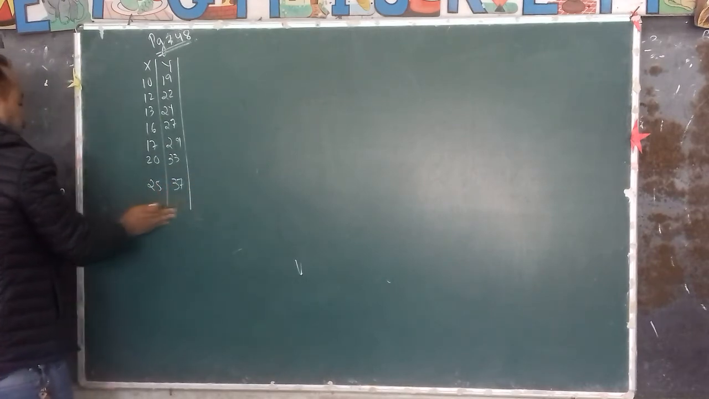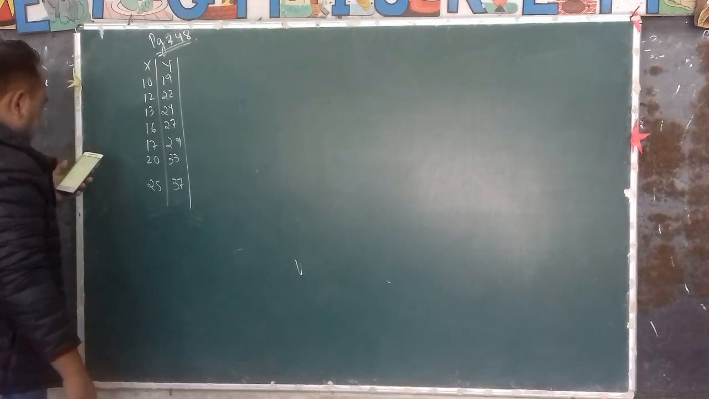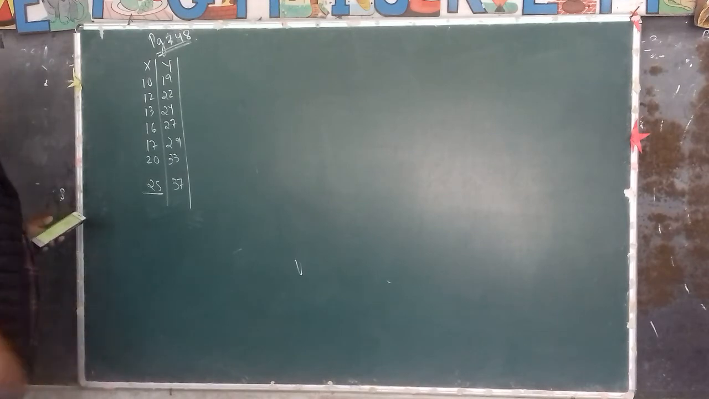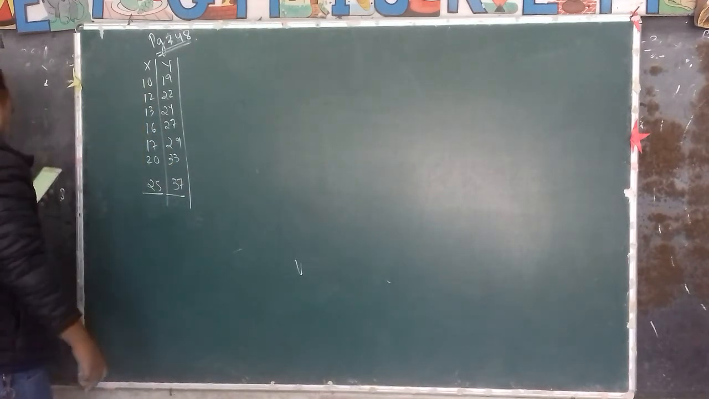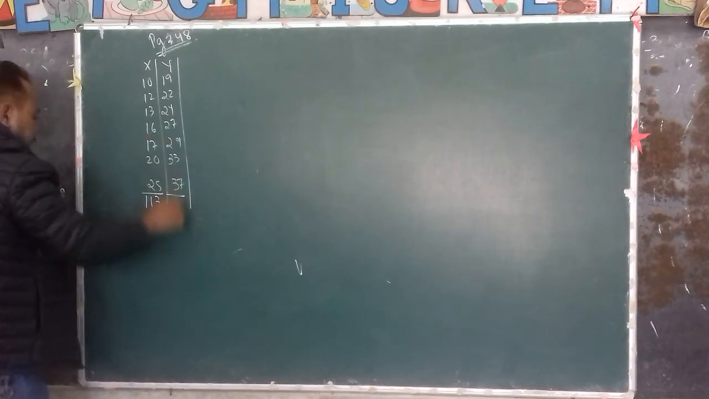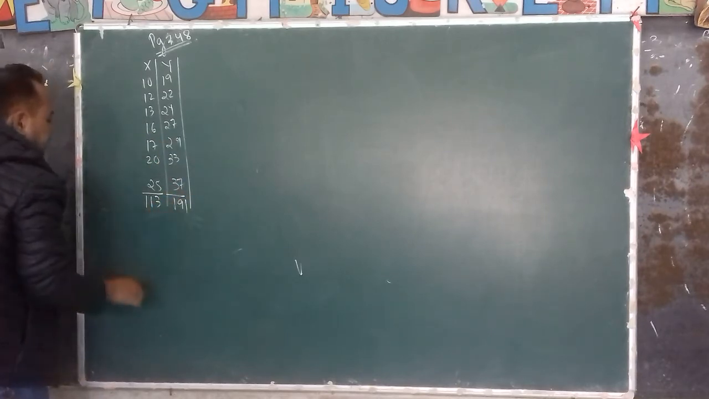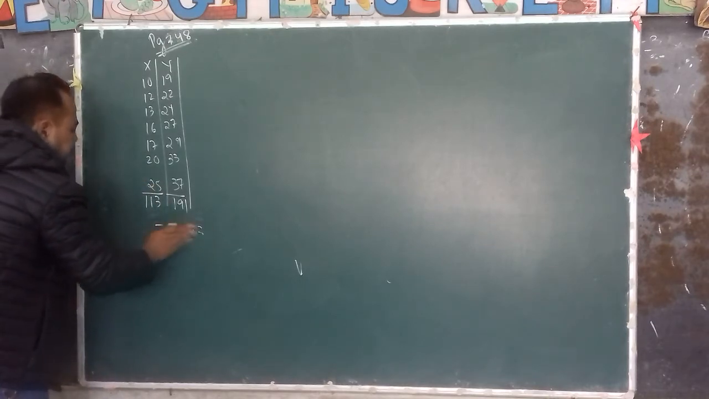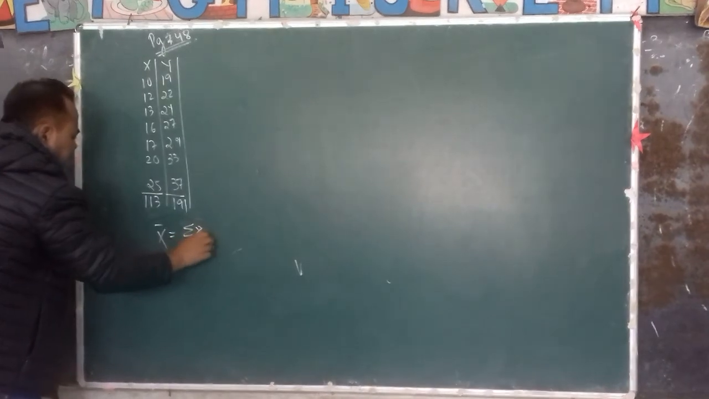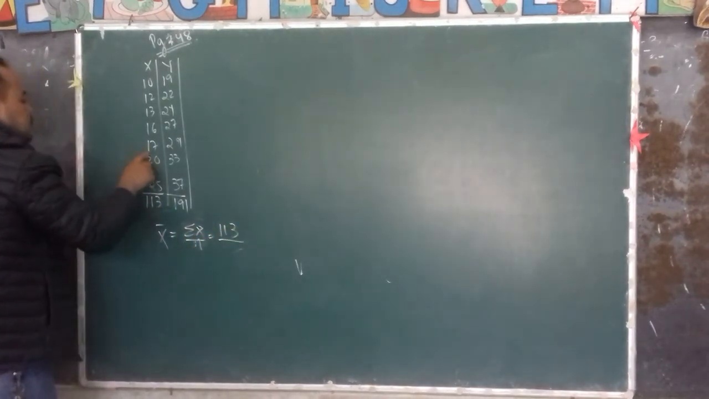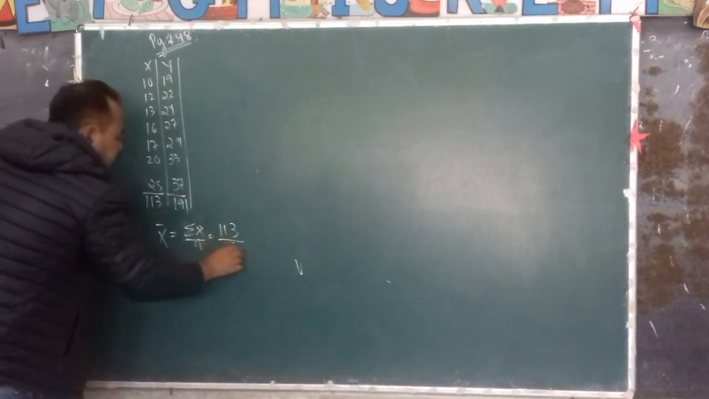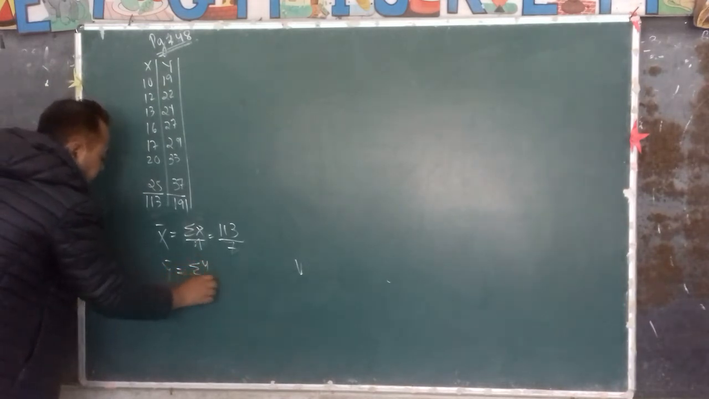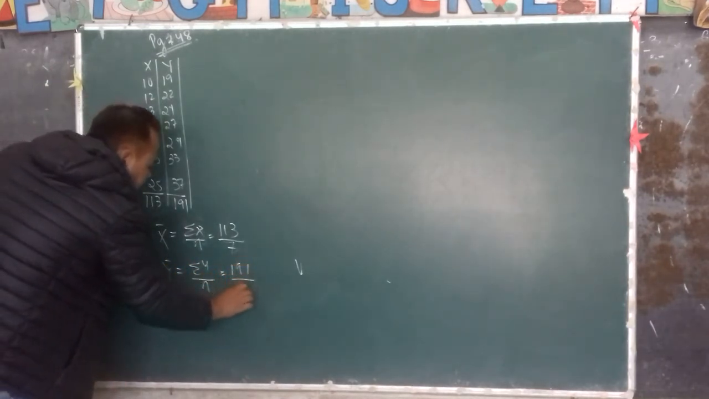So the first thing you are going to do is add the totals of x and y. When you add this, you get 113, and when you add this, you get 191. So let me find x bar. X bar will be summation x divided by n, so 113 divided by 7, and y bar will be equal to summation y divided by n, that is 191 divided by 7.